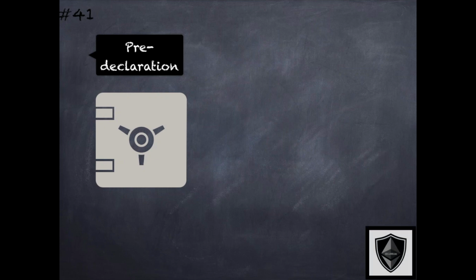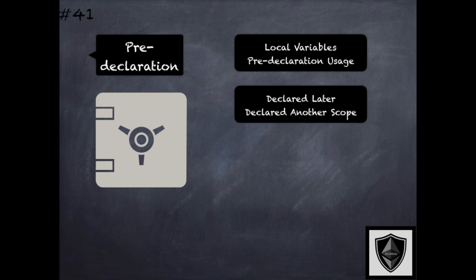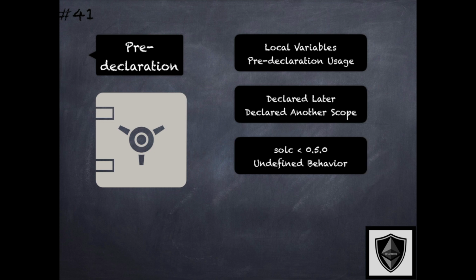Earlier versions of Solidity allowed the use of local variables even before they were declared. These variables could be declared later or they could have been declared in another scope. And this led to undefined behavior, as you may expect.